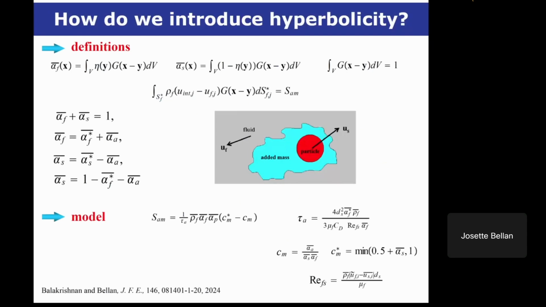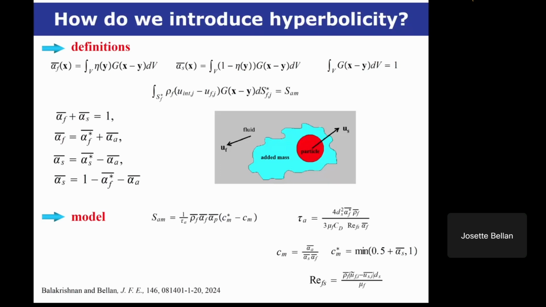So how do we introduce a hyperbolic model? You can see that picture of the particle that goes with a velocity us, the solid, and around it is something called the added mass. The added mass is gas that is basically in a boundary layer and in a wake of the particles that travels with the same velocity as the particle. So the fluid travels with its own velocity, and the added mass travels with the velocity of the particle. So it's very important to define volume fractions that are indeed representative of the fact that added mass travels with the velocity of the particle.